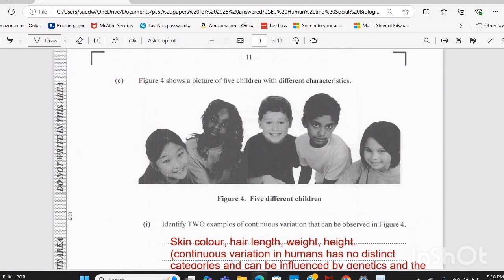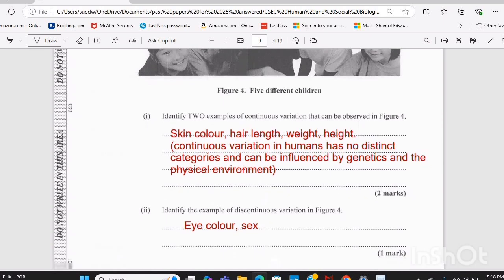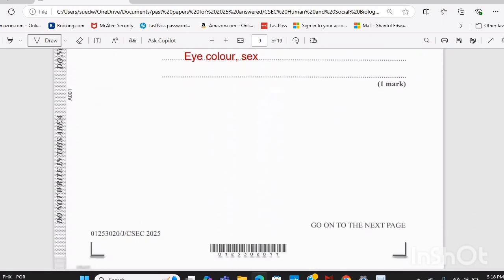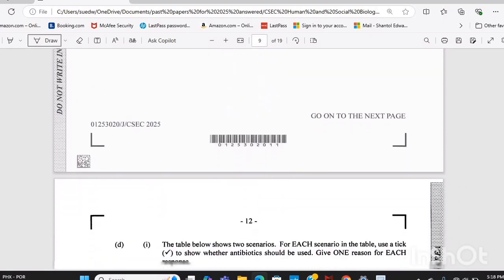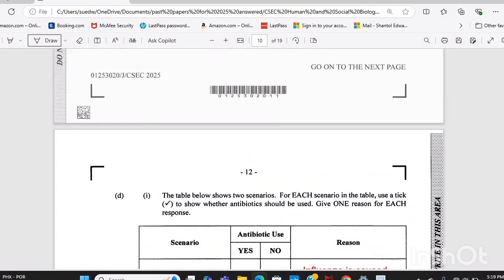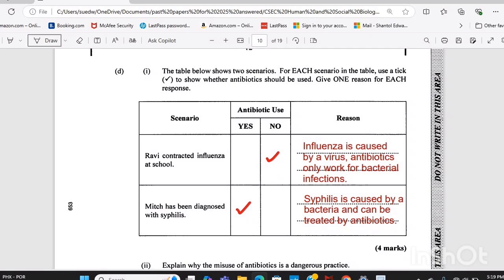Also, eye color is discontinuous as well. But we could not see eye color from this. But if say for instance in the exam your brain just it's not working right and you forget that you can either have sex being the main one, you could say their eye color as well. All right, so that is 1 mark. Let's go on to part D of the question. It says the table below shows 2 scenarios. Each scenario in the table, use a tick to show whether antibiotics should be used. Give 1 reason for each response.